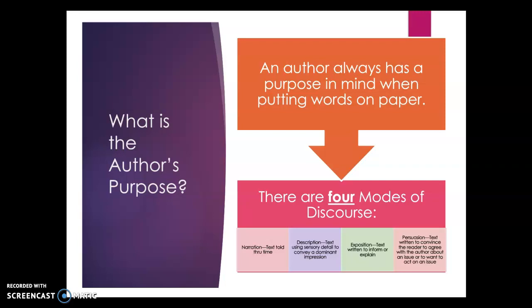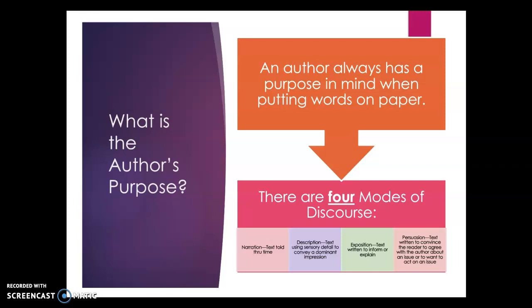Next is description. This is the purpose where we are trying to use sensory details so that the reader can picture what's going on, they can smell it, taste it, hear it, feel it, right? All those sensory details. And it's all used to create what's called a dominant impression. A dominant impression is kind of like the main idea of a description.